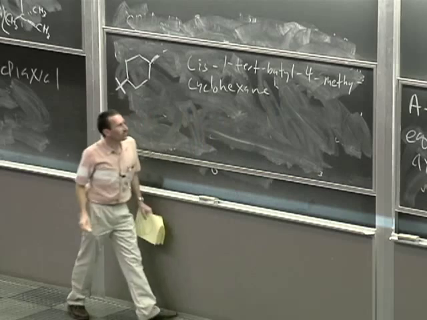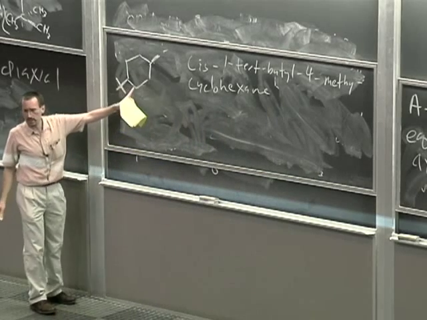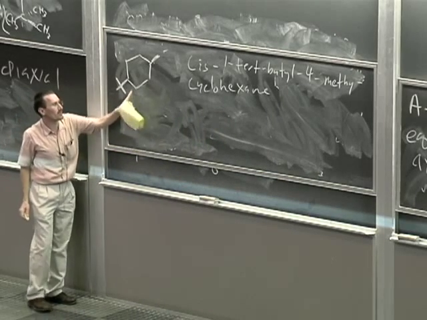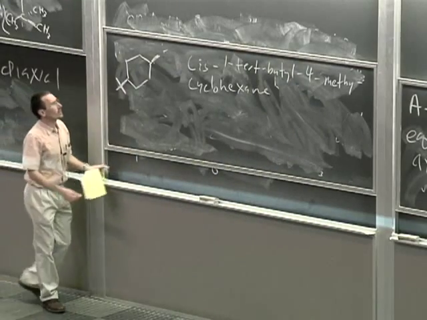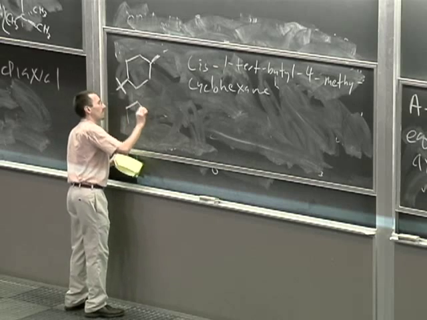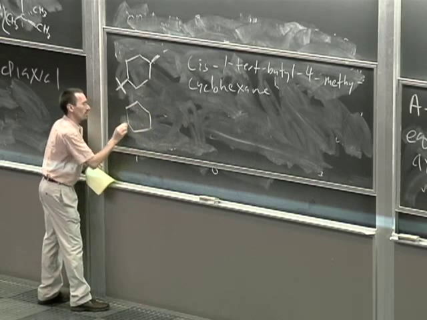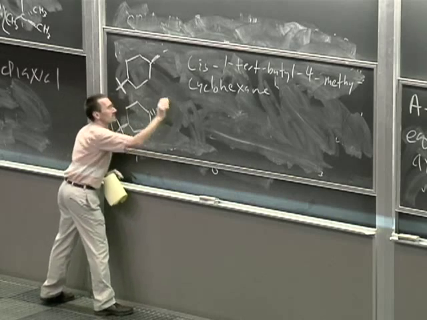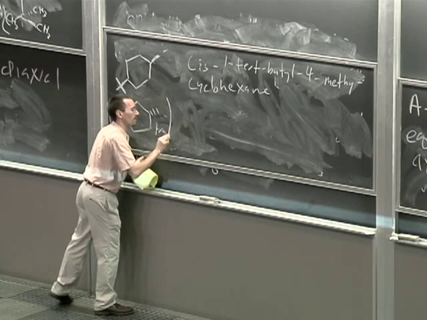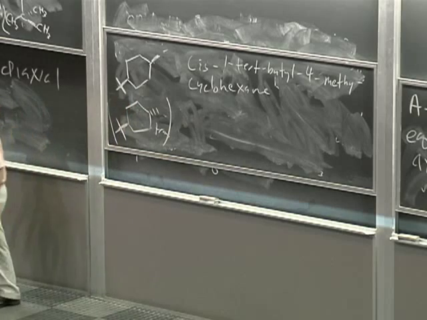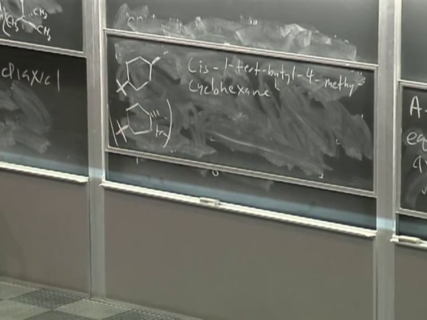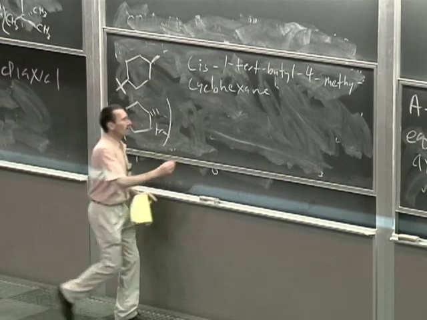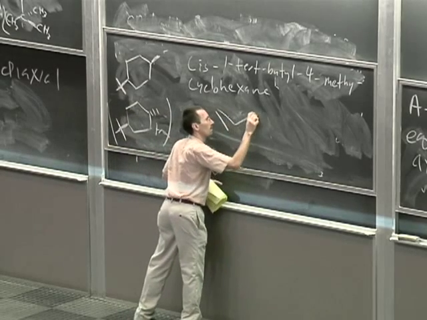And now we have two choices. So this is our first exposure to stereoisomerism. This is the cis stereoisomer. The trans stereoisomer is the molecule in which they're opposite on the ring. So this is the trans here. And the cis puts us in an interesting position, because now we have a choice.